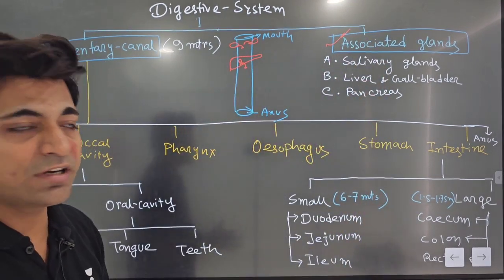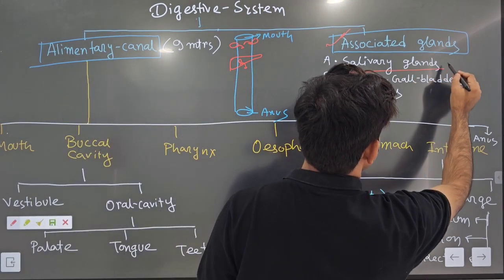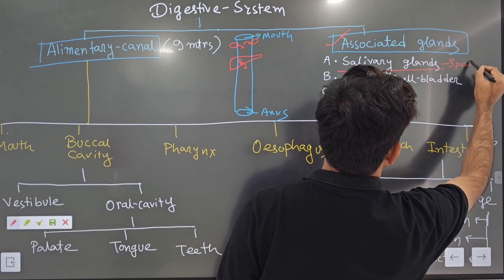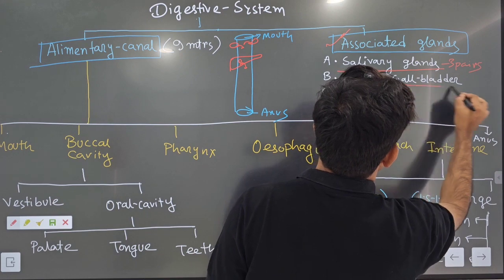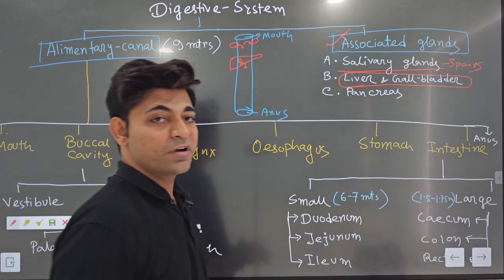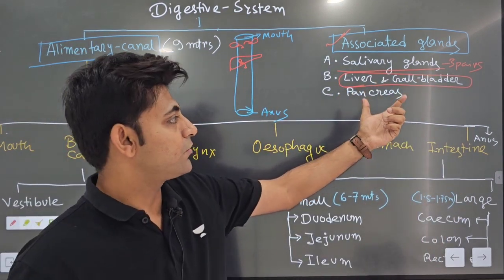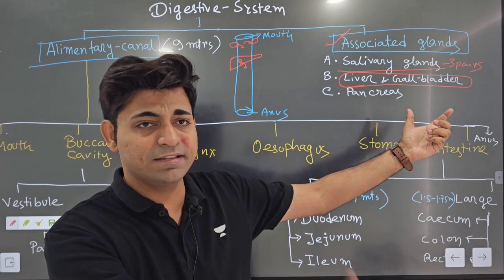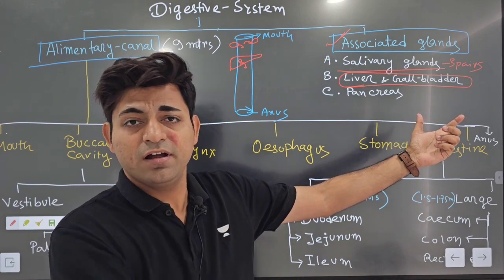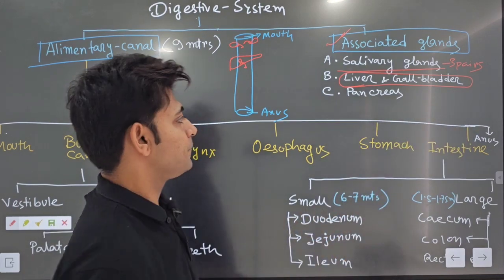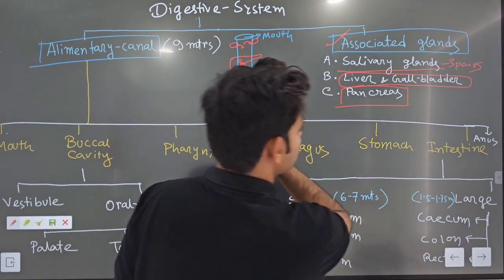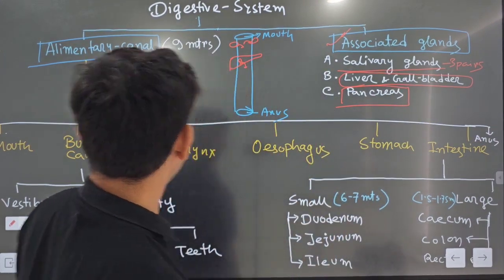Now, what are the associated glands? Salivary glands, 3 pairs of salivary glands are there. Liver and gallbladder: the liver will be producing bile juice, and the gallbladder will be storing and concentrating the bile juice, and ultimately delivering it to the duodenum. The pancreas will be producing and delivering pancreatic juice.